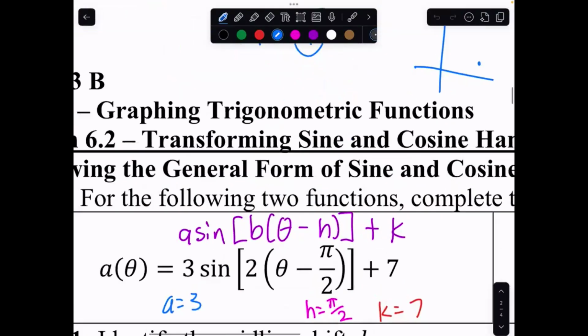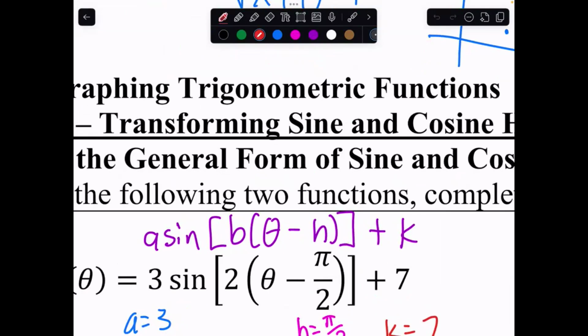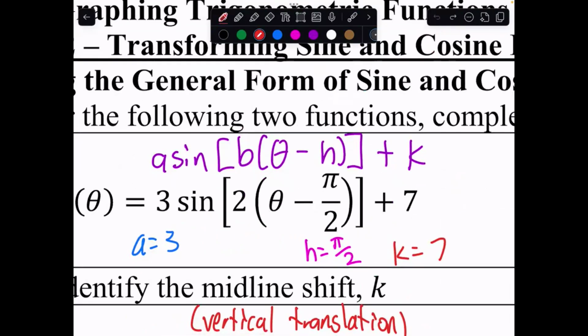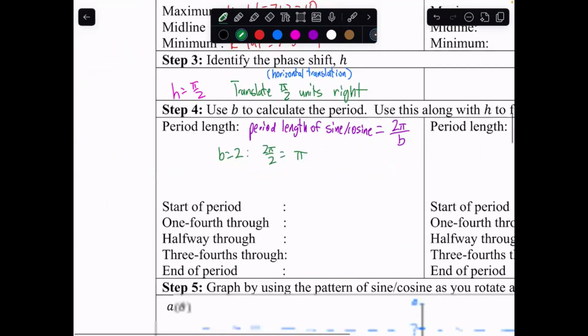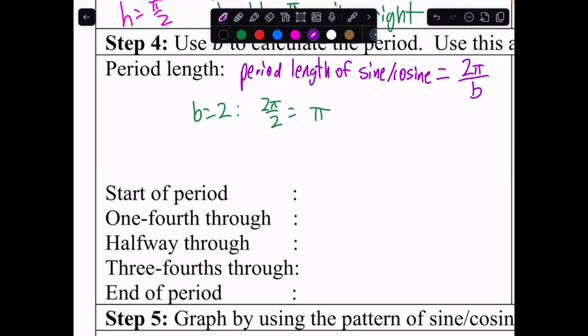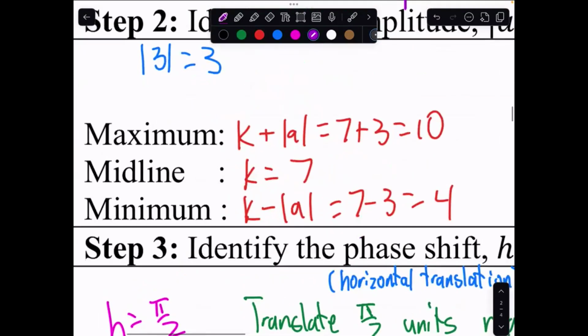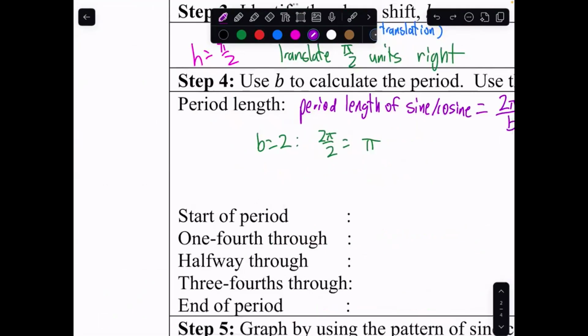All right, so b for this problem is positive 2. Okay, so again, for this particular problem, since b is 2, we do 2 pi over 2, which gives us pi. Okay, so sort of like how we calculated the 3 key y values, we're now going to calculate the 5 key angles.